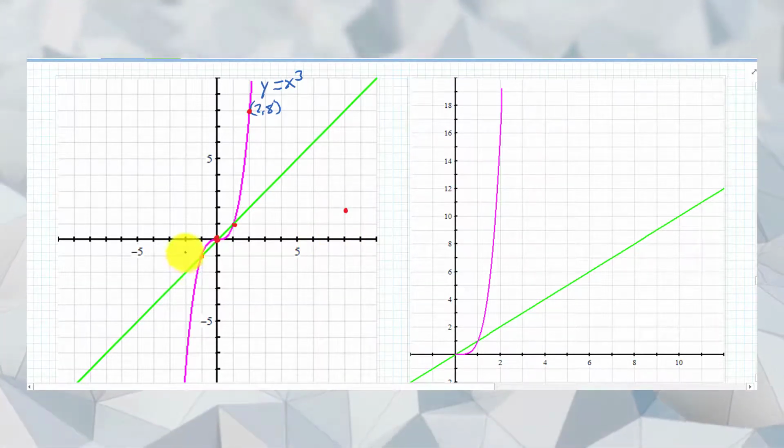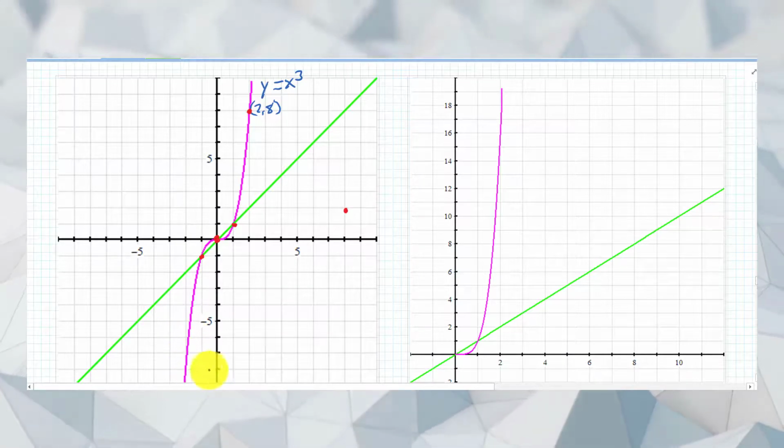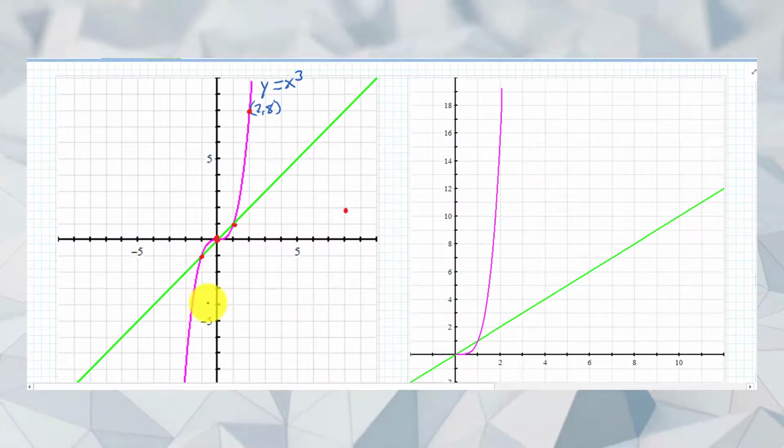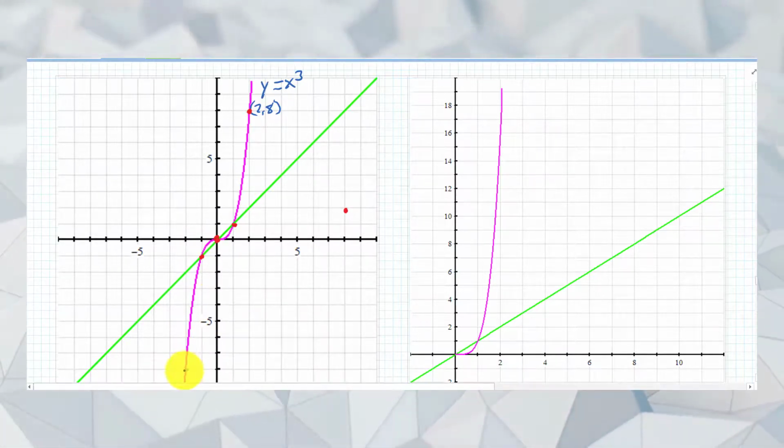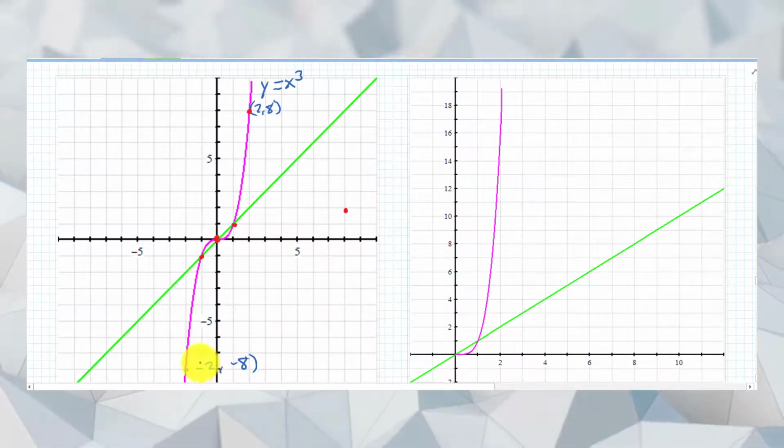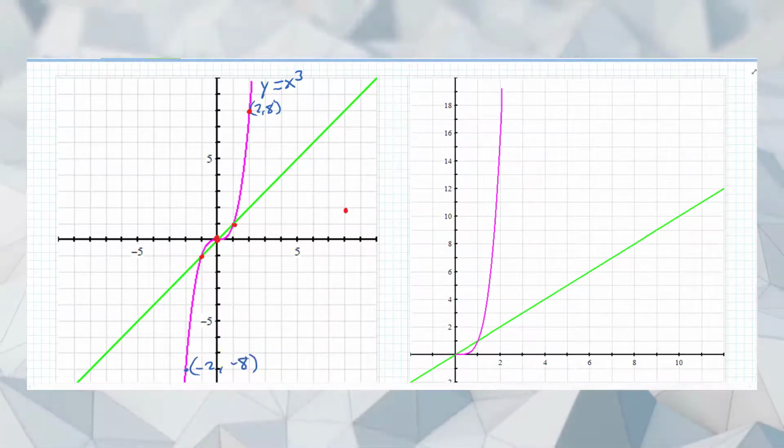And of course, I also have negative 2, negative 8, which becomes, so this is, here, let me write it down. This is negative 2, negative 8, and that becomes negative 8, negative 2.